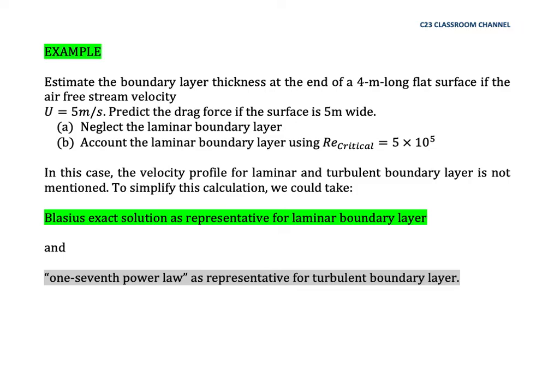In this case, the velocity profile of the laminar and turbulent layer is not mentioned. To simplify this calculation, for the laminar boundary layer, we could take the Blasius exact solution as our representative, and the 1/7 power law as the representative for the turbulent boundary layer. This is just to simplify our calculation, because both equations were already discussed in our previous lecture.